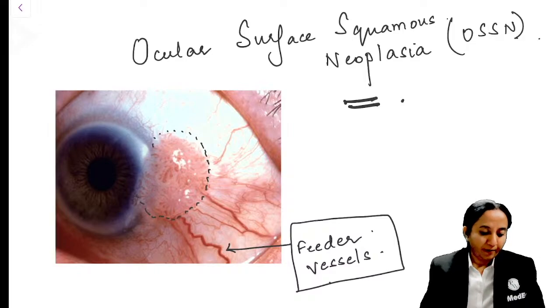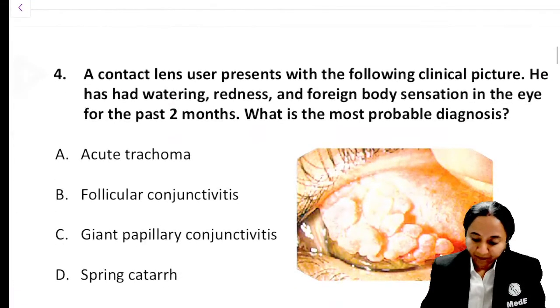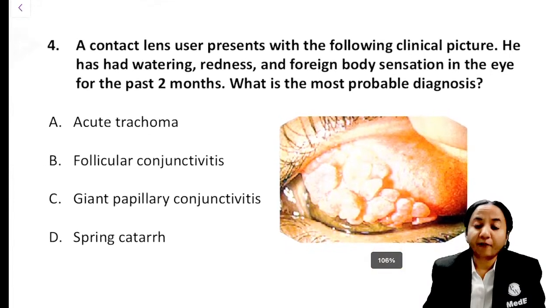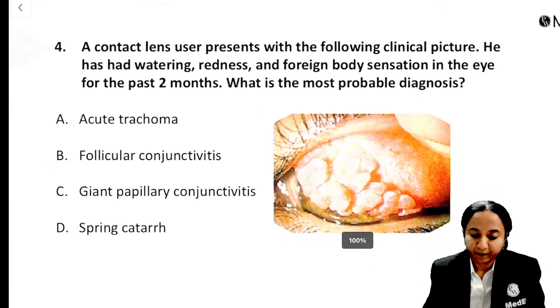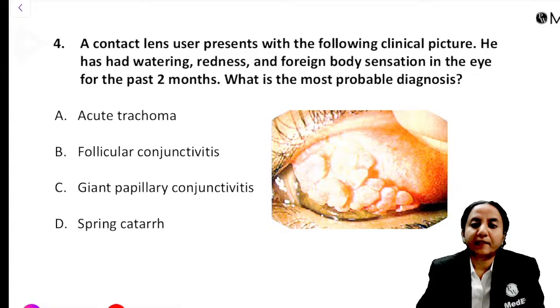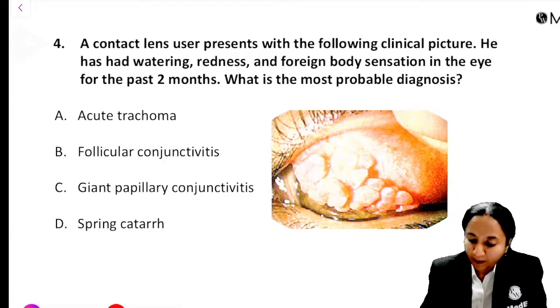Okay, let's go to the next question. This is a simple question, but there are a couple of things to be learned from here. A contact lens user presents with the following clinical picture. He has watering, redness and foreign body sensation in the eye for the past 2 months. What is the probable diagnosis? So, quickly tell me, who will tell me the answer? Correct. The answer is GPC, giant papillary conjunctivitis.